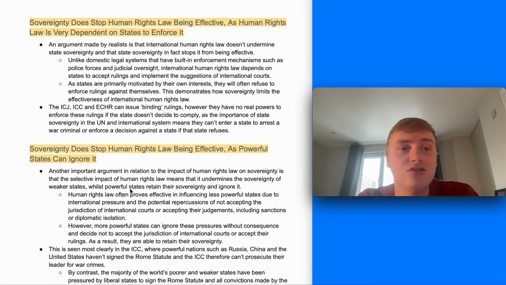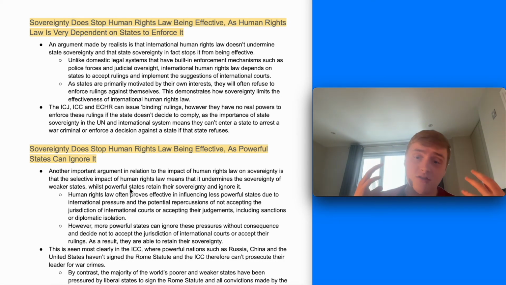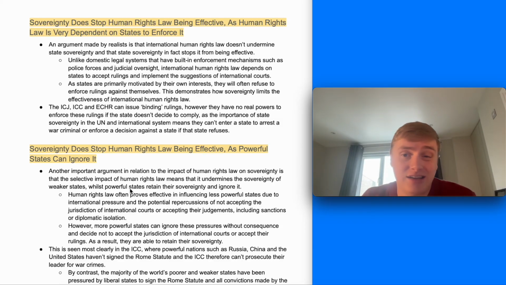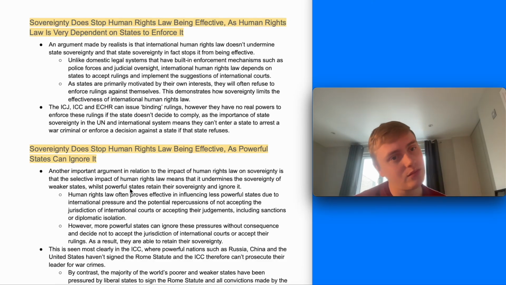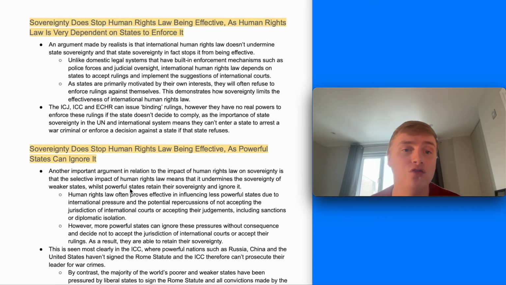And the first one is that sovereignty does stop human rights law from being effective, as human rights law is very dependent on states to enforce it. So this would crucially be an argument made by realists, who argue that international human rights law doesn't undermine state sovereignty, and that state sovereignty in fact stops international human rights law from being effective, as nation states are the most important and powerful actors in global politics, and they can simply say no to an international court or an international organisation. So as international law doesn't have enforcement mechanisms such as police forces or judicial oversight, international human rights law depends on states to voluntarily accept rulings motivated by their own interests.